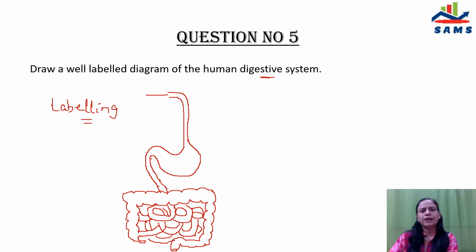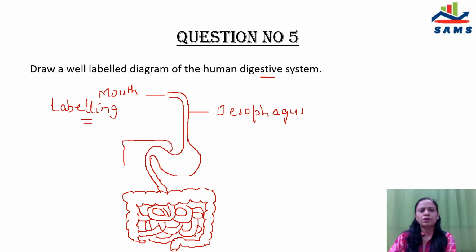Now coming to the labeling part, this is the mouth. You can label this as the mouth. Then this is the food pipe or the esophagus. We need to draw the liver over here. So this is going to be the liver, a triangular shaped gland. The gallbladder comes out like this. And we have the pancreas over here, which is the gland which is shaped like a leaf. And this duct connects to the pancreas over here. So this is how it needs to be drawn.